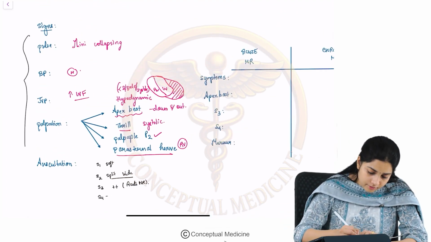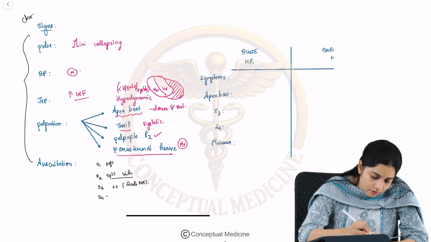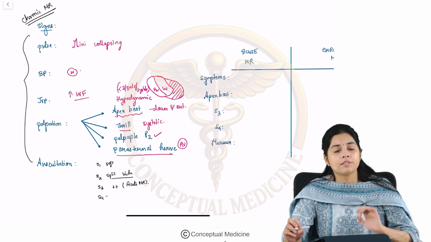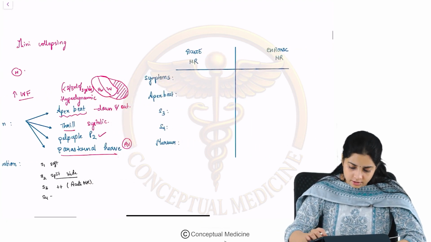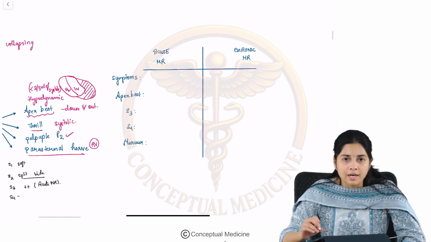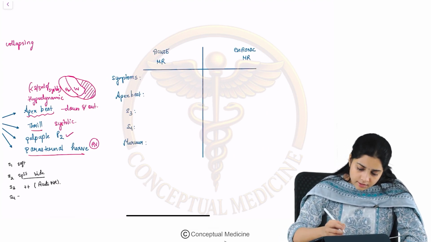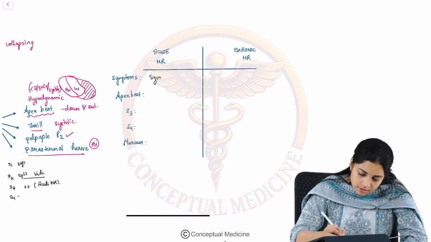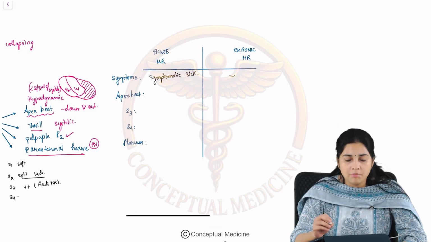All of these clinical features are for chronic mitral regurgitation. Now, how do you differentiate between the acute MR and the chronic MR? So, acute MR is more symptomatic. Patient is much more sicker, unlike chronic MR.